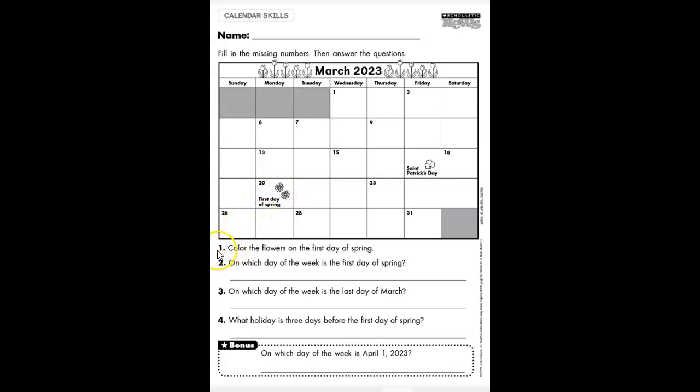Task number 2, question 1, color the flowers on the first day of spring. So find the first day of spring. It is labeled, and you will see some flowers. Color them in. Question 2, on which day of the week is the first day of spring? So after you locate the first day of spring, you're then going to follow the column up and find out, is it Sunday, Monday, Tuesday, Wednesday, Thursday, Friday, or Saturday?